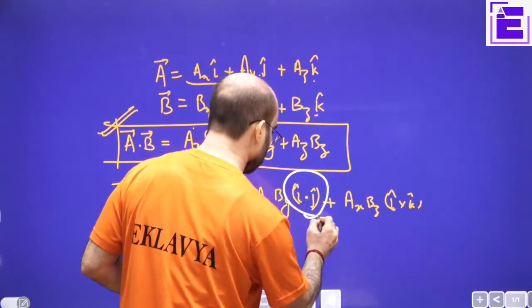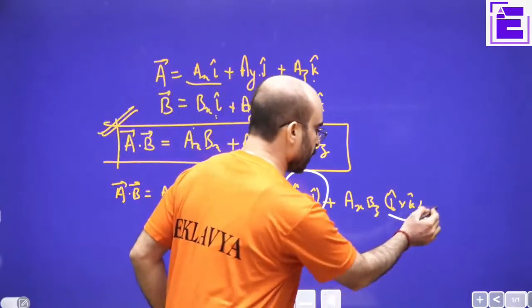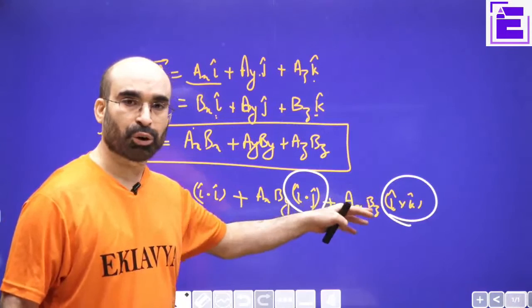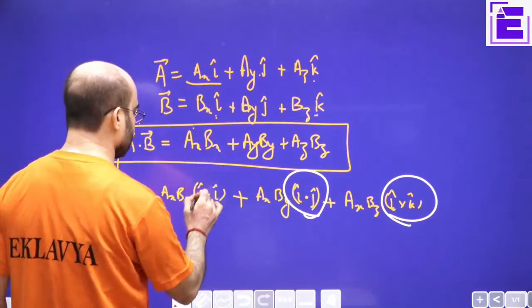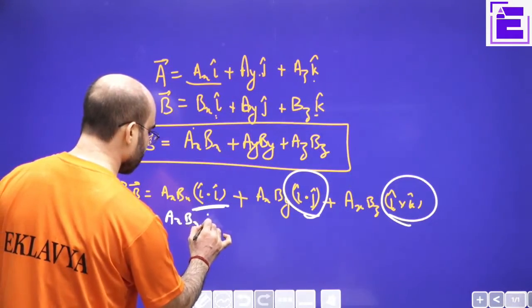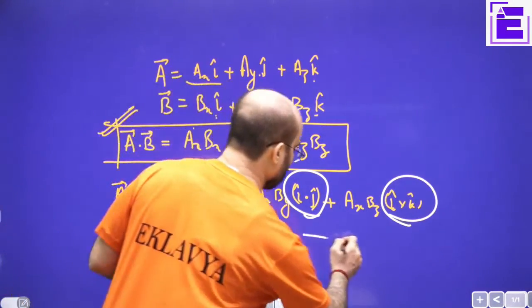What? I dot J or I dot K. So this is going to be 0, right? So that is why the final result is going to be, and this is going to be 1. So this is AX BX into 1, right? And there are multiple other terms.